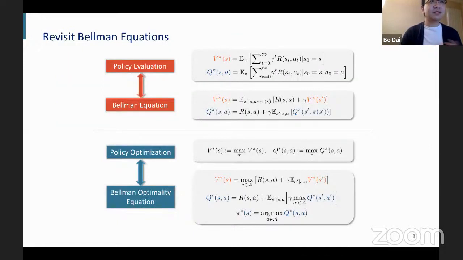Also, this slide is very familiar to you. This is what I copied from Niao's slides. When Niao tries to solve reinforcement learning, she transforms the problem into the two core problems in reinforcement learning: one is called policy evaluation, the other is policy optimization, solving the Bellman equation or Bellman optimality equation. Okay, that's the traditional way to solve reinforcement learning.